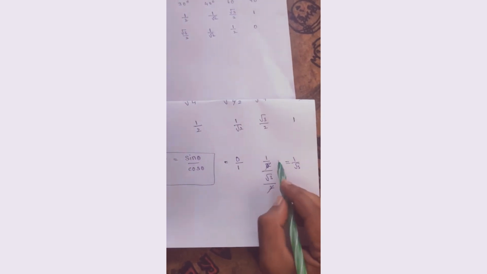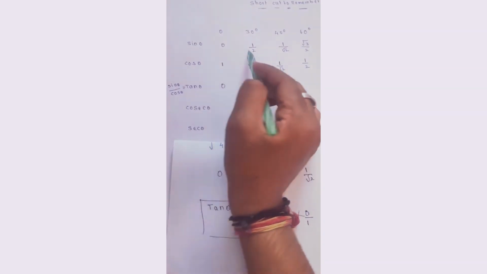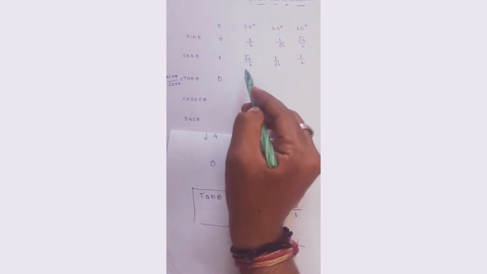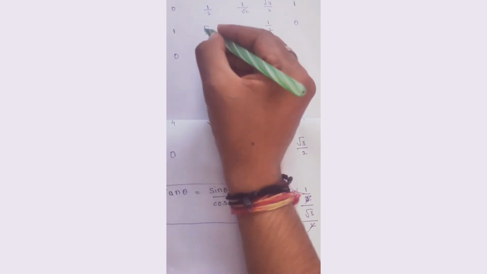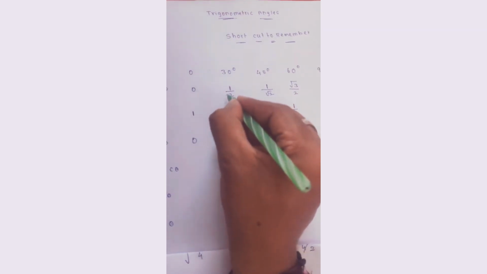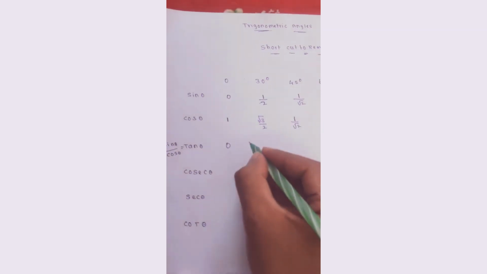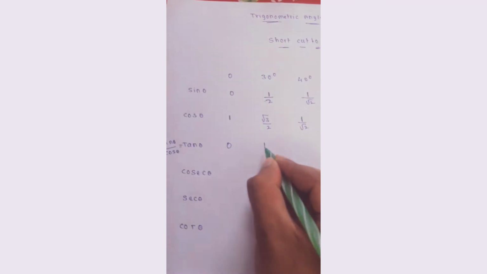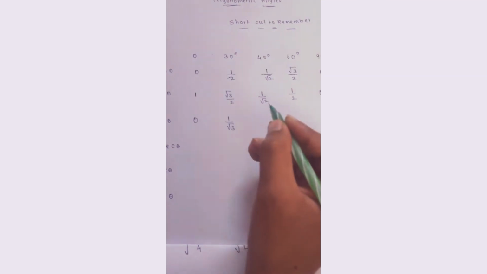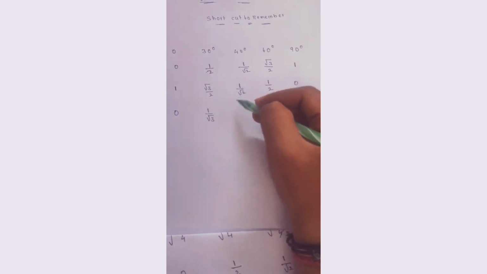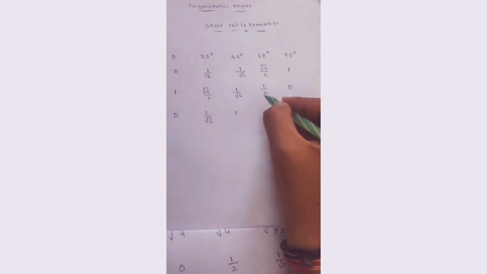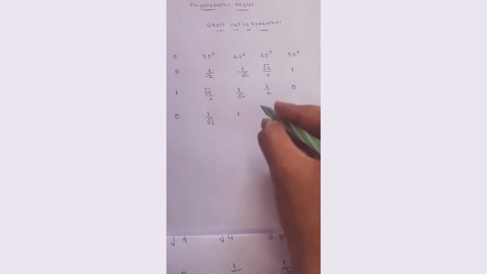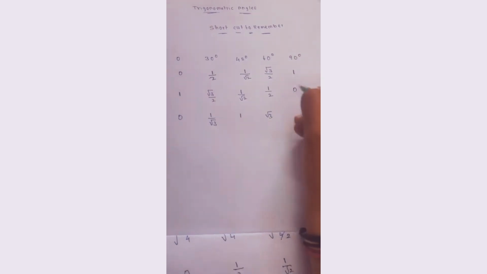Once again, see here 1 by 2 is there and root 3 by 2 is there. So 1 by 2 by root 3 by 2, the 2s cancel, 1 by root 3. I think you understood, right? So I am getting 1 by root 3. Similarly 1 by root 2 by 1 by root 2, root 2 cancels, 1 1 cancel, you will get 1. And similarly root 3 by 2, 1 by 2, so the 2s cancel, root 3 by 1 is root 3, and 1 by 0.